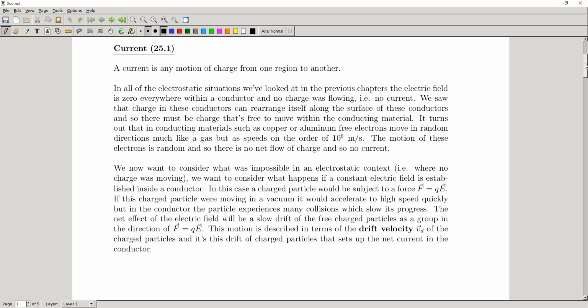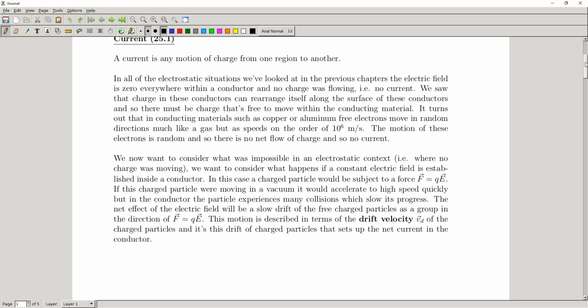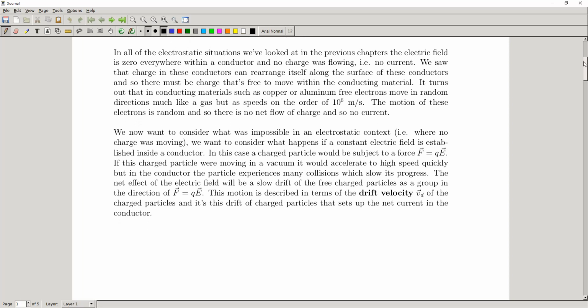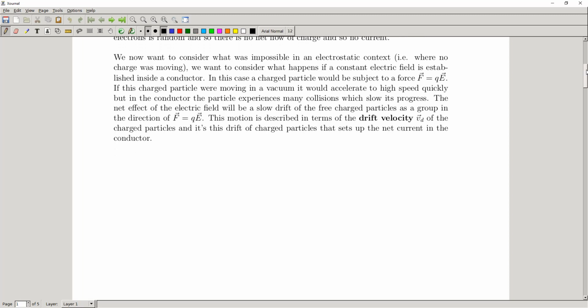So maybe I'll take a second to draw a little picture here. We know that there are charges in these conductors, even in an electrostatic situation, right? Remember, in the chapter on Gauss's law, we talked about how if we had a conducting hollow sphere, let's say it was something like this, initially, if there was no net charge on the sphere, the charge would be nowhere, right? But there is still charge sitting inside there. There's just no net charge. There's free electrons free to move.